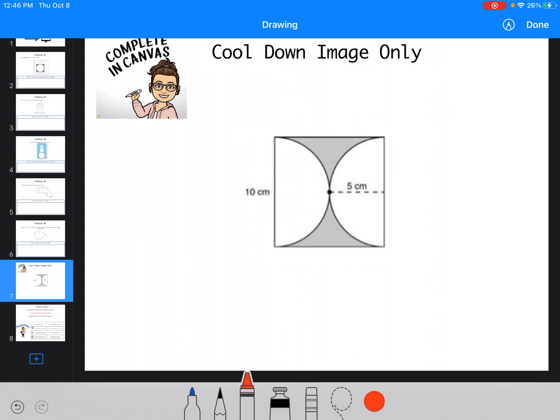So now you're going to go ahead and do your cool down. You need to find the area of the shaded region. Remember that these two half circles are going to end up making a whole circle. So think about how that affects what you're doing, and think about the radius or the diameter.